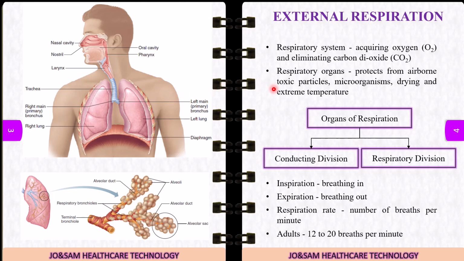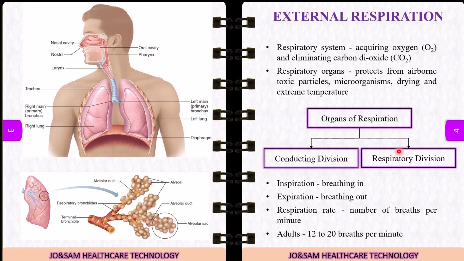When we respire, there may be microorganisms in the atmosphere. So airborne particles, toxic substances, microorganisms, etc. have to be eliminated from entering the lungs during respiration by these respiratory organs. The organs of respiration are divided into two divisions: the conducting division and the respiratory division. The conducting division is the place where there is no gas exchange, and in the respiratory division, the actual gas exchange takes place.